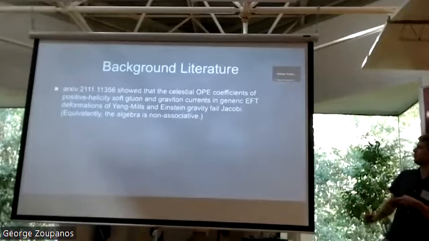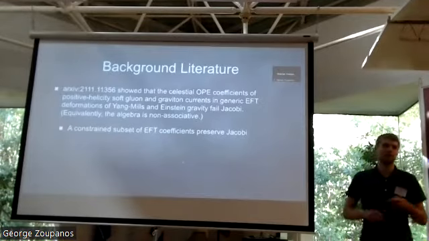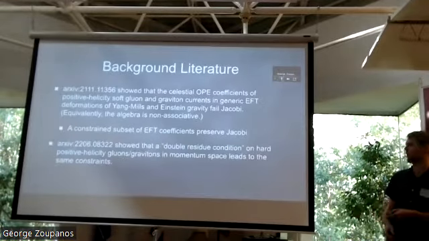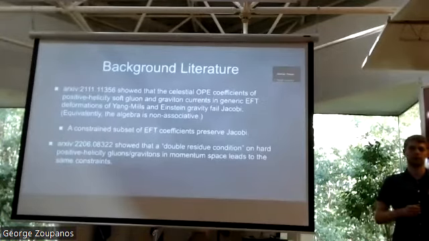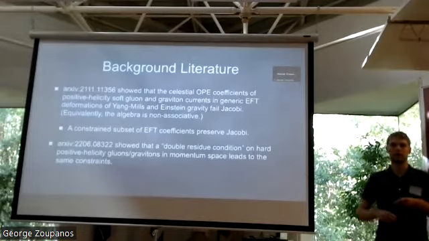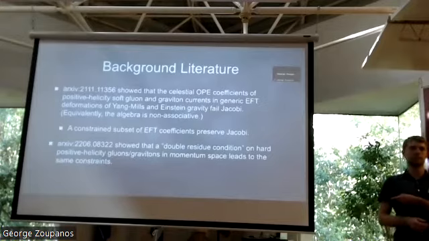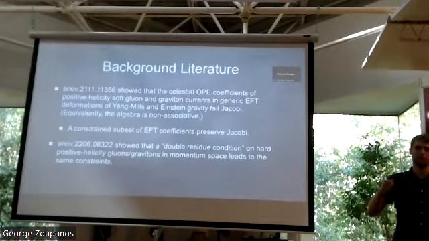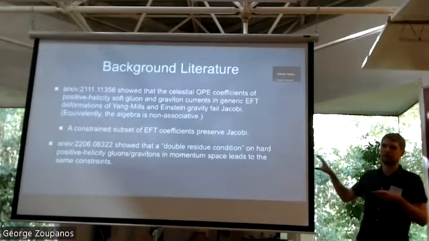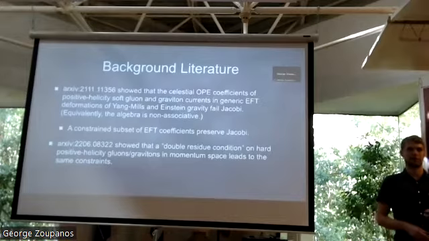Right. So there was the paper last year that showed that generic EFT generation gravity failed Jacobi. There's a constrained subset of EFT coefficients where it's still satisfied, and then they had the follow-up. Rather than working with celestial soft currents, they just worked with a residue condition on hard momentum space amplitudes and found the exact same constrained subset of EFT coefficients. So whether or not those conditions are exactly the same, it seems that the constraints they got are probing the exact same concepts there.